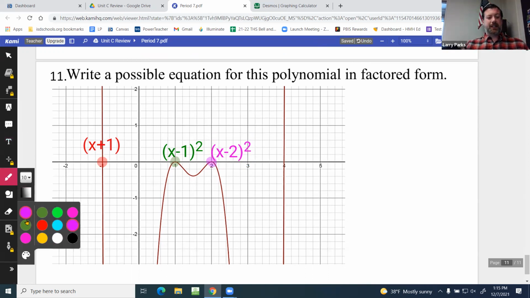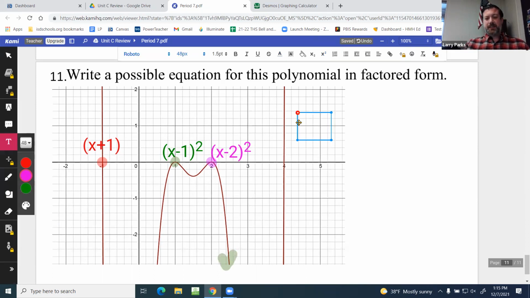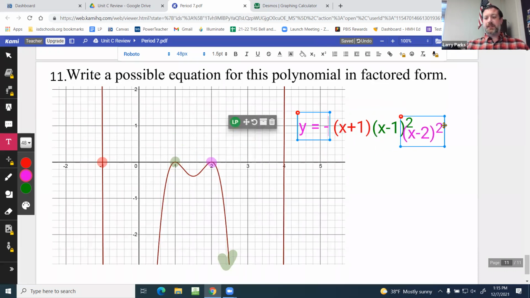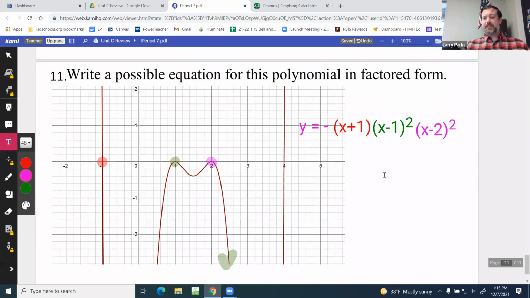And then adding on, this goes down on the right, so we're going to have to put a negative out front. So putting all that together, I'd get y equals negative to flip it over, and I just need these factors. And the order does not matter. And that's it. And I could type that into Desmos, check my work.